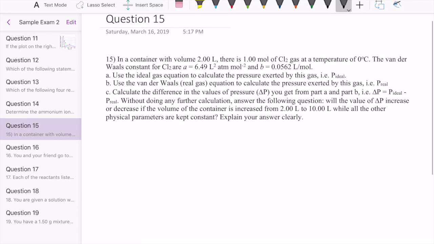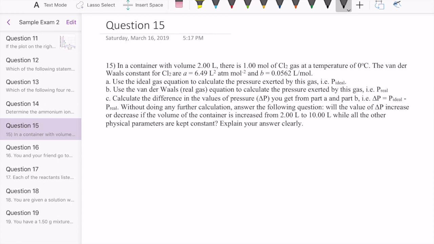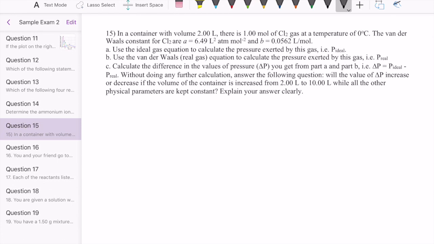Okay, let's take a look at sample exam 2, Chem 11, number 15. This question has three different parts to it. The first part tells us to use the ideal gas equation to calculate the pressure exerted by a gas that's given in the question. So there's a bunch of information here in the question with volume, number of moles, and temperature. So that's a fairly straightforward question to solve.